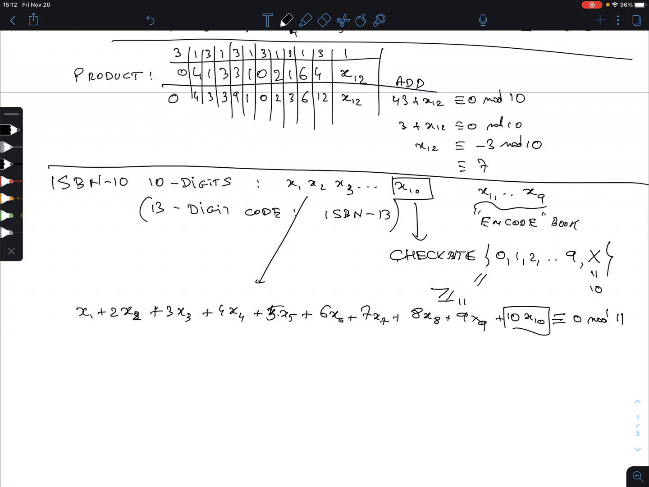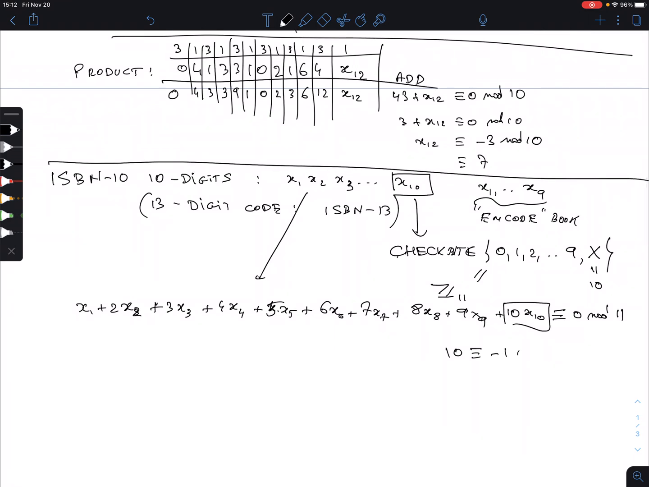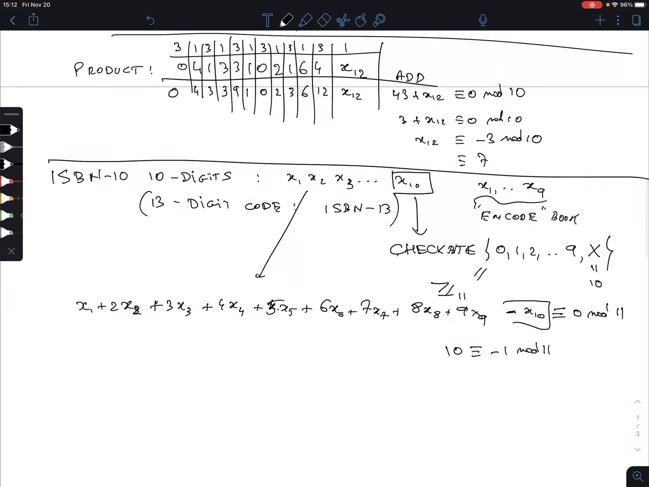Now, this is a nice thing. What is 10 mod 11? This is the same as, remember, you can add 11 or subtract 11. So let's subtract 11. So 10 is the same as minus 1 mod 11. So let me replace that. I'm going to replace it in here. So instead of plus, I'm going to write it minus. Okay, and now I can bring it to the other side.